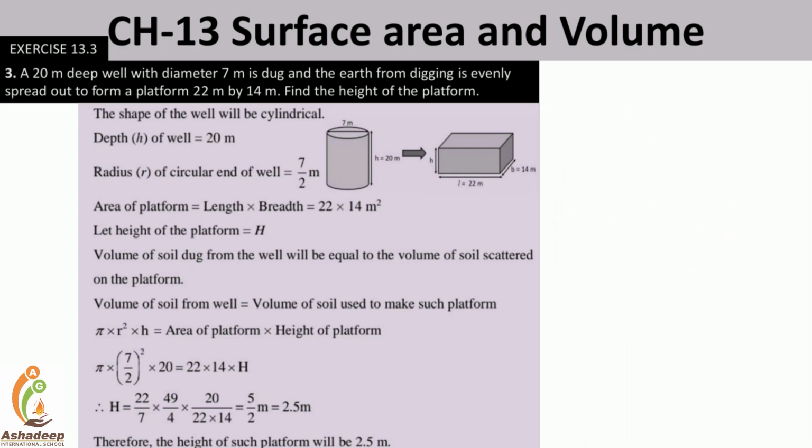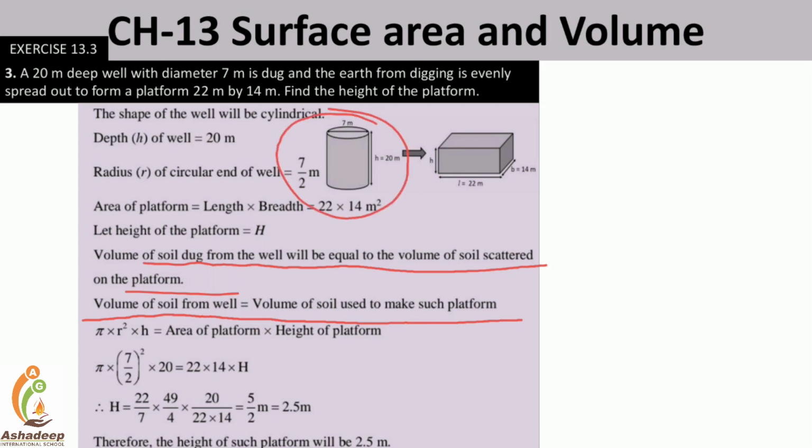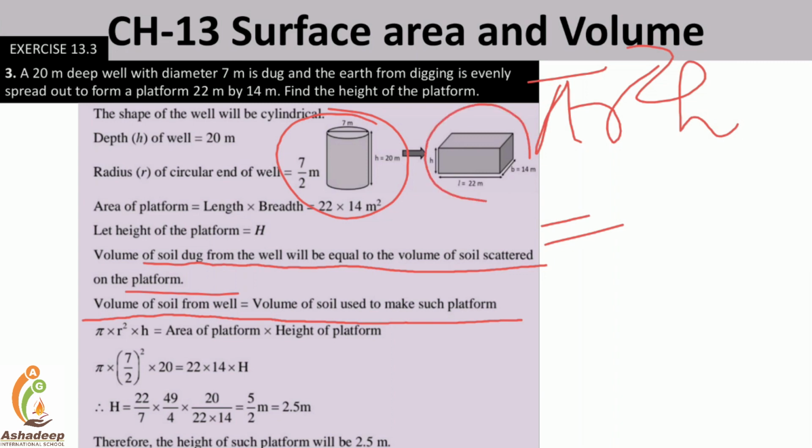Now the volumes are equal. So the volume of soil dug from the well is equal to the solid platform. The volume of soil from the well is equal to the volume of soil used in making such a platform. Now what is the volume of the well? The well is in the shape of a cylinder. So that is nothing but pi r square h is equal to, what is the volume of a cuboid? So that is nothing but LBH, right?